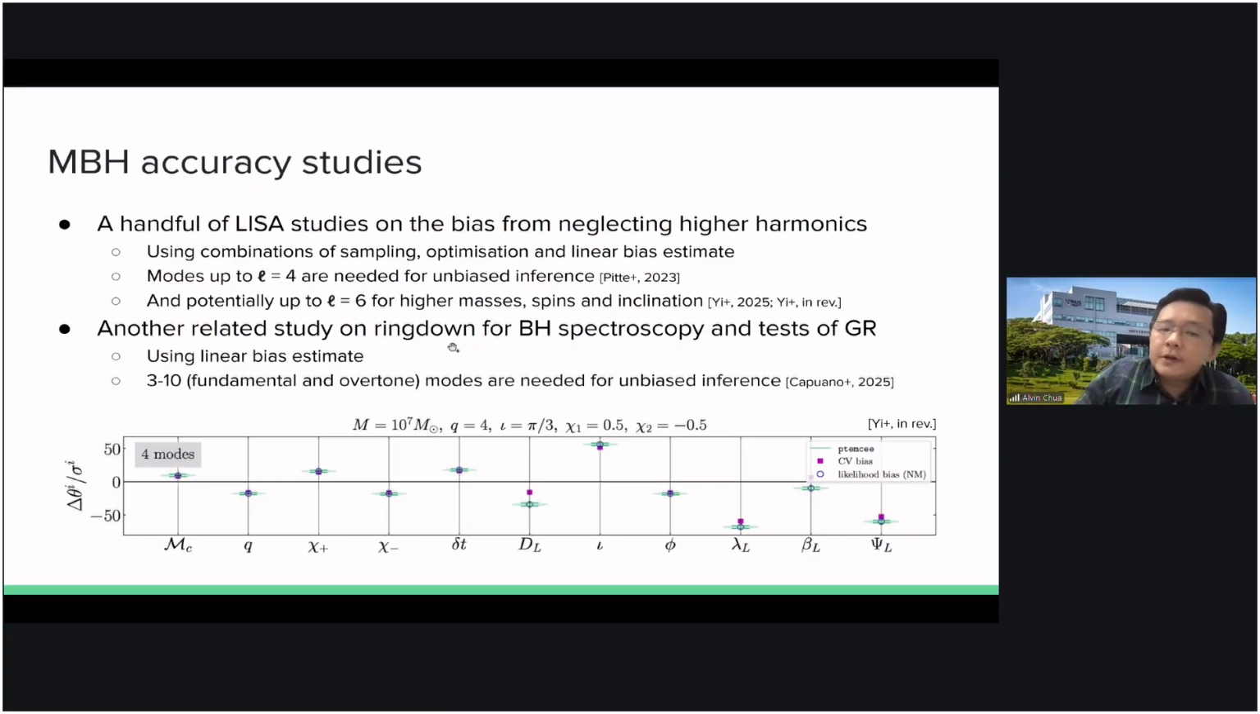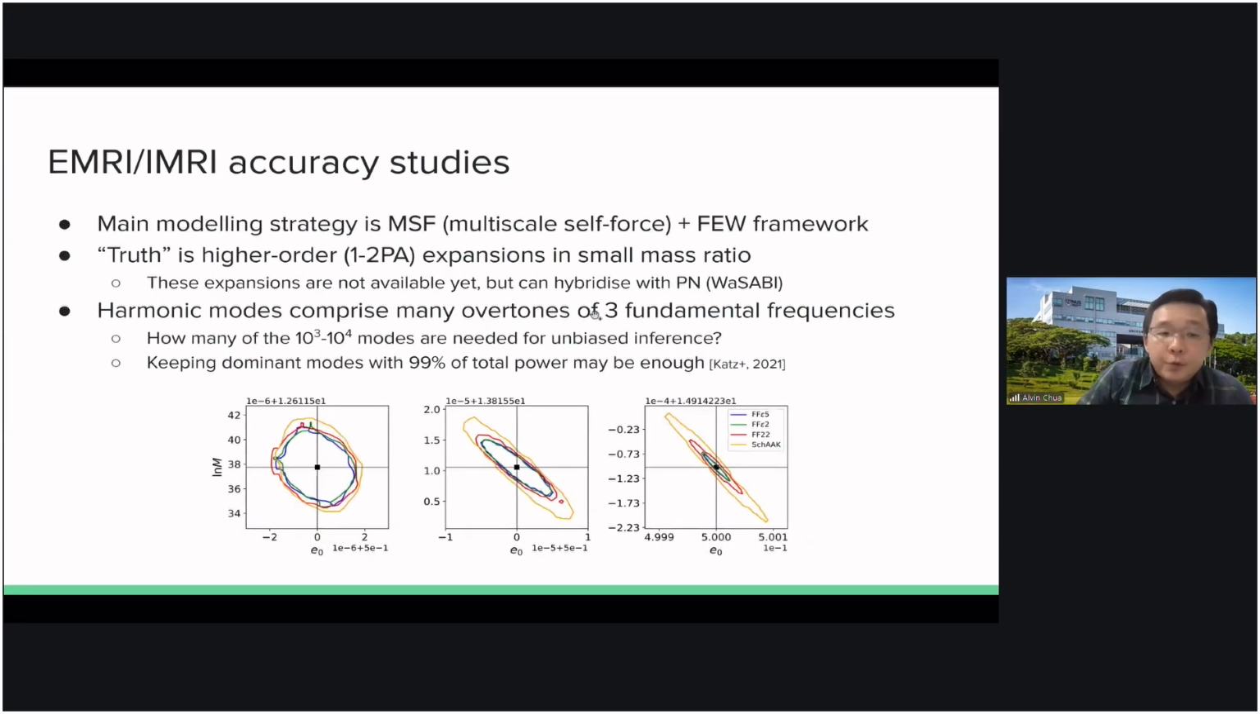Okay, so there's also another related study on massive black hole ringdowns. This is used for black hole spectroscopy and tests of GR. This one used a linear bias estimate. But the main conclusion is that they worked out the number of modes that you need to include in your inference in order to not have bias. The number is about 3 to 10, depending on the parameters, but it also includes some overtone modes as well. Okay, on to MREs.